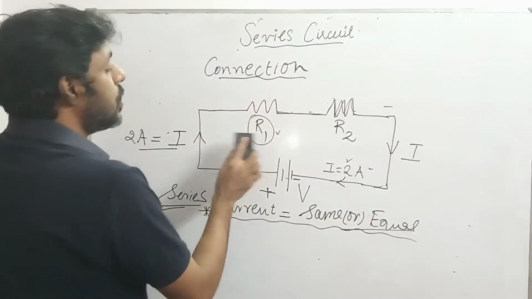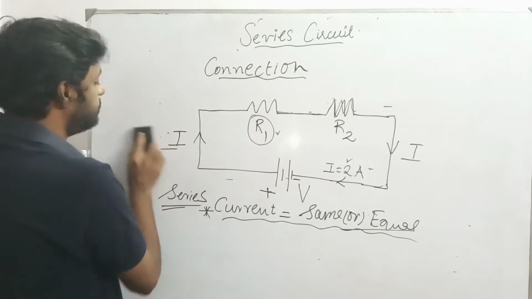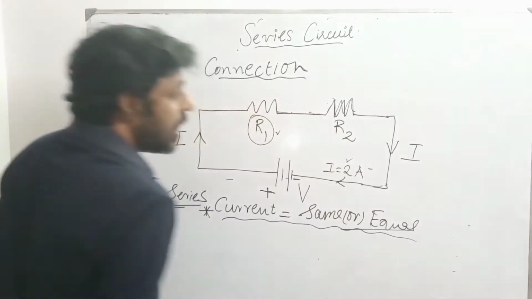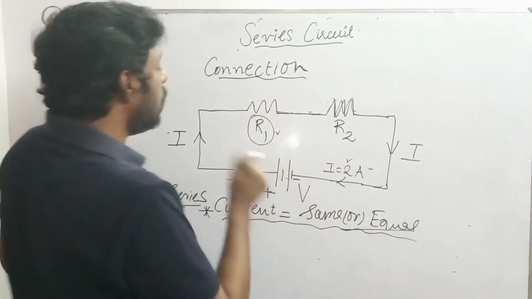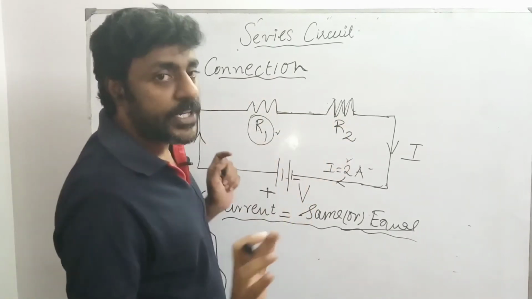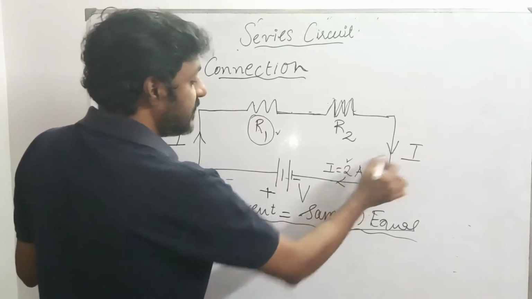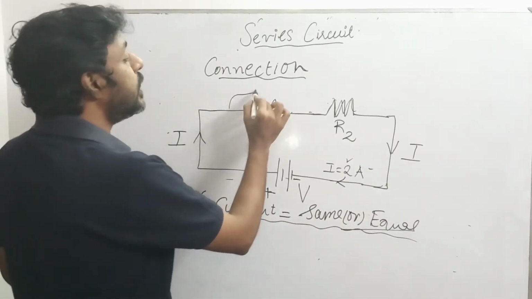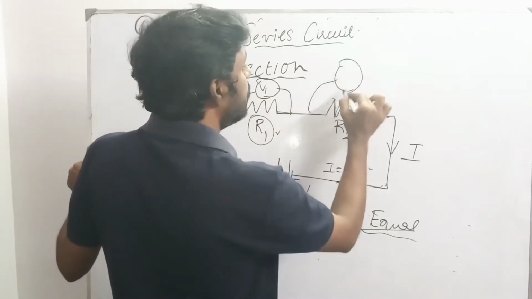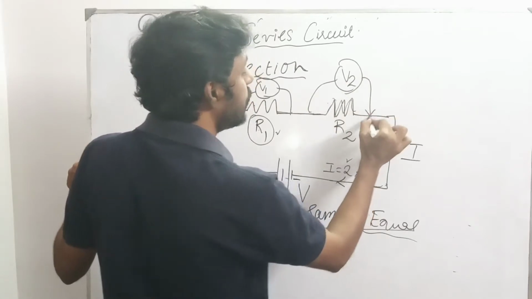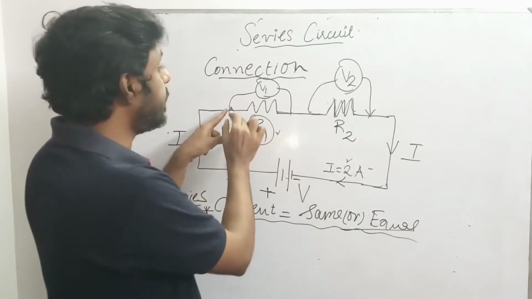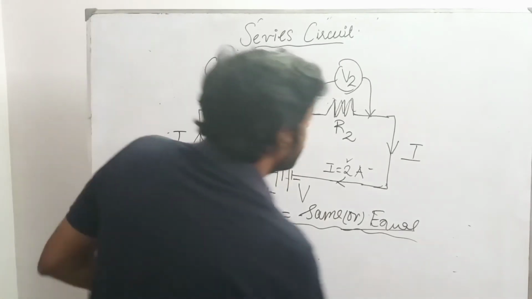Then you might ask, how about the voltage? What will happen to the voltage in this circuit? Now when the current is same, the voltage won't be same. Okay, the current will be same in a series circuit, but different voltage levels are seen in a series circuit. For example, if you connect a voltmeter across this resistor R1, I'll show it clearly.